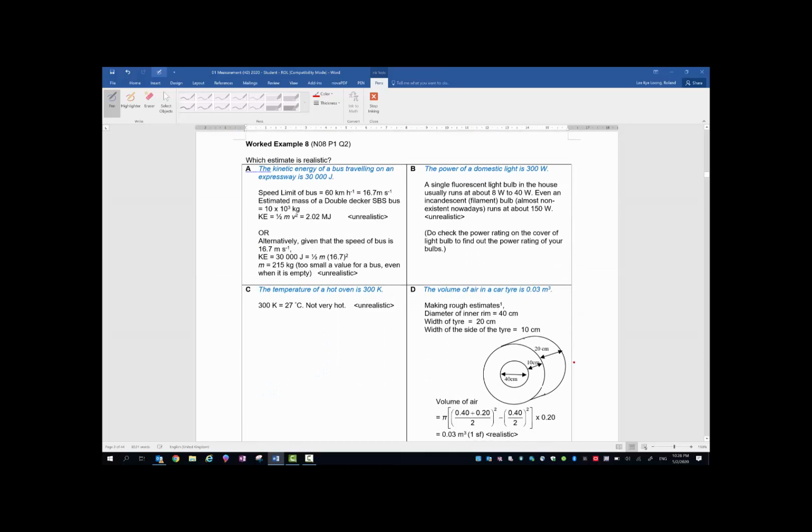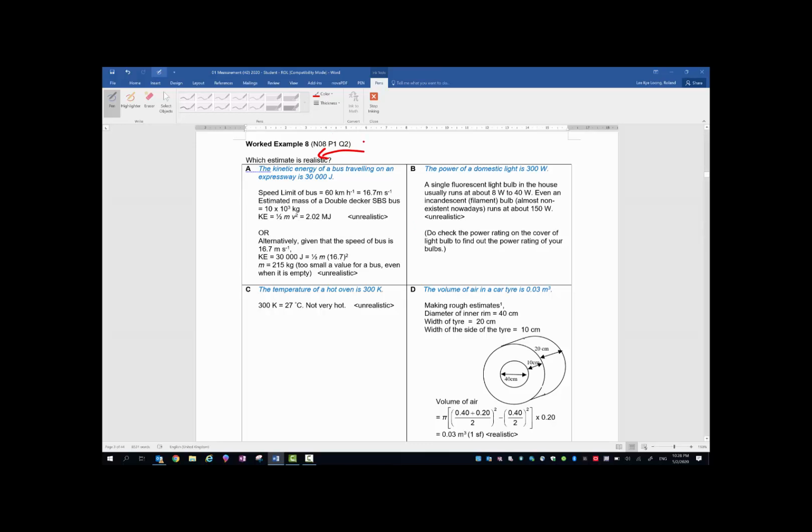Okay, so this is a bit more difficult, because this is the part where they say which estimate is realistic. It's testing you on knowing what is reasonable. So let's look at the first one, the kinetic energy. This is actually a multiple choice question, 2008 paper 1 question 2.